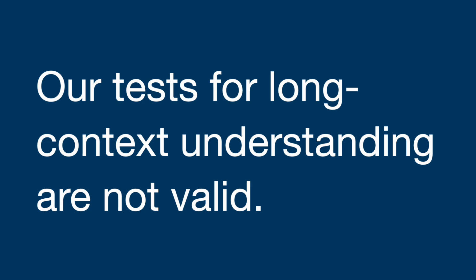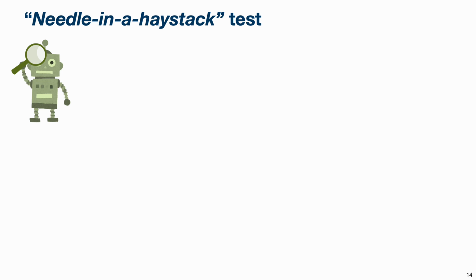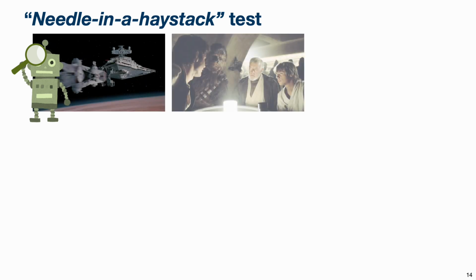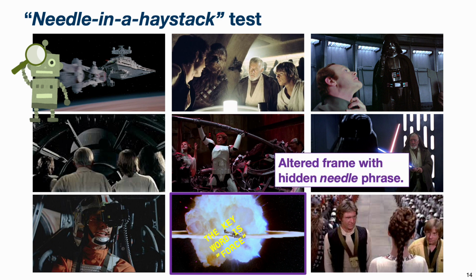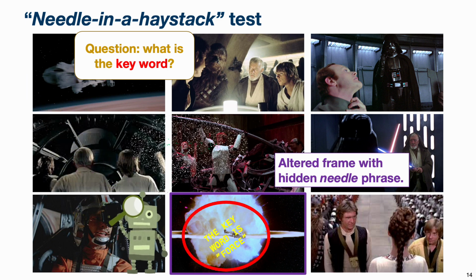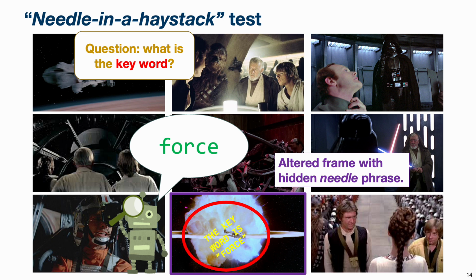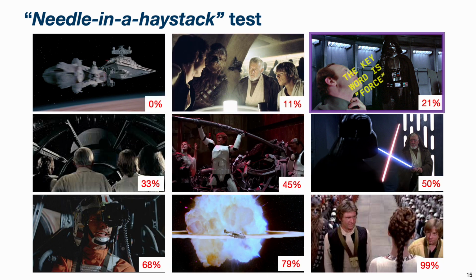And the problem is, as we demonstrated in this work, our tests for long context understanding in vision language models are not valid. So how do people test for long context understanding in vision language models? Well, one big way is a needle in a haystack test. For a vision language model, this entails taking some long sequence of frames, like a movie, and then hiding a needle phrase somewhere in one of the frames. Then we ask the model, okay, what is the keyword? And the model has to search over the entire video, find the frame where it's present, and then answer with that. They hide this needle phrase at each position in the sequence.